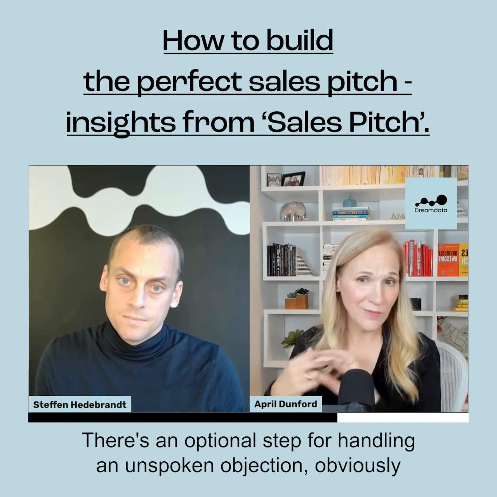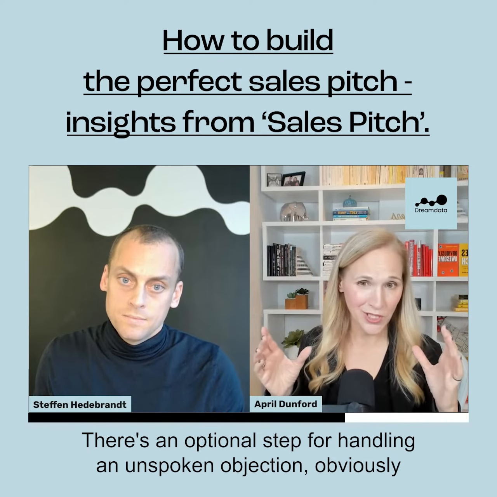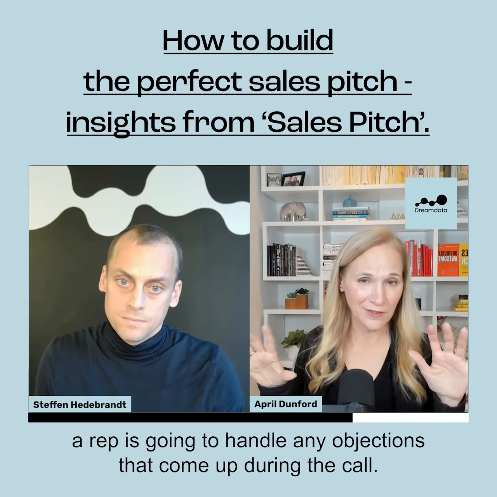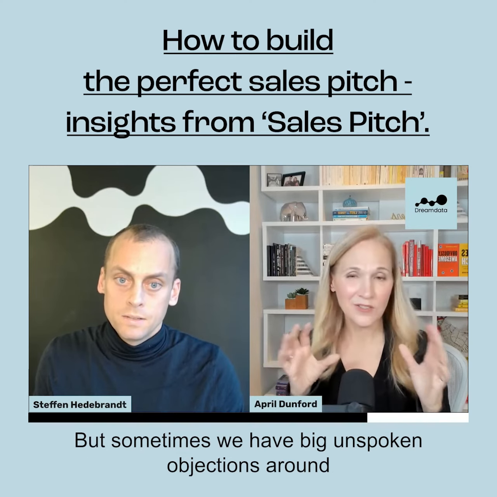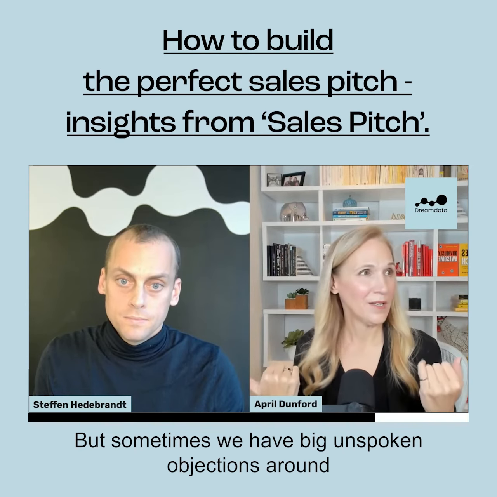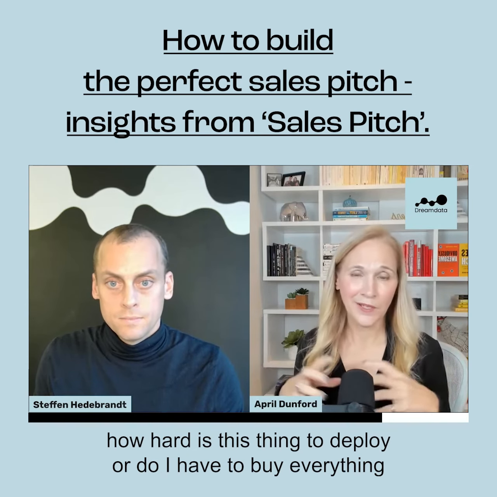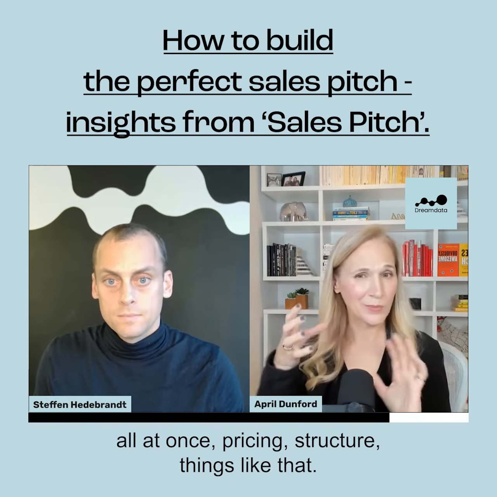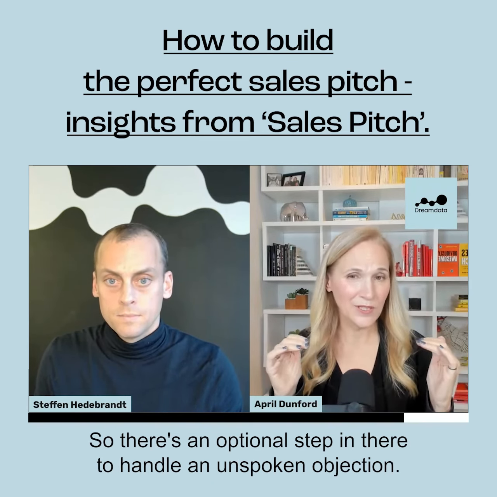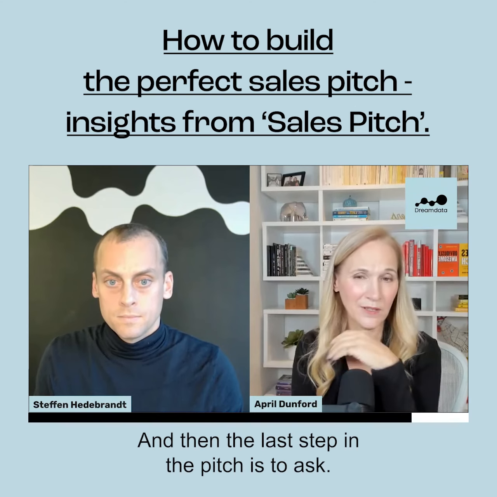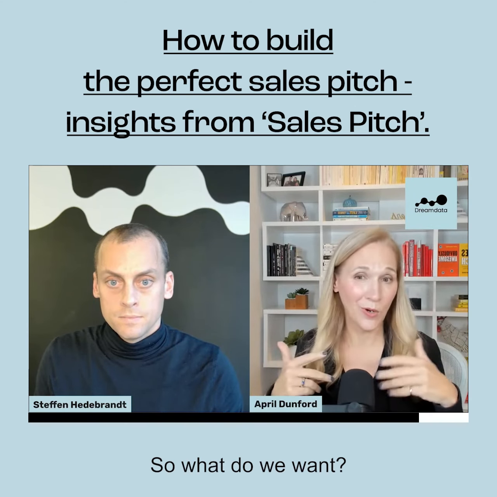There's an optional step for handling an unspoken objection. Obviously, your rep is going to handle any objections that come up during the call, but sometimes we have big unspoken objections around how hard is this thing to deploy, or do I have to buy everything all at once, pricing structure, things like that. So there's an optional step in there to handle an unspoken objection. And then the last step in the pitch is the ask. So what do we want?